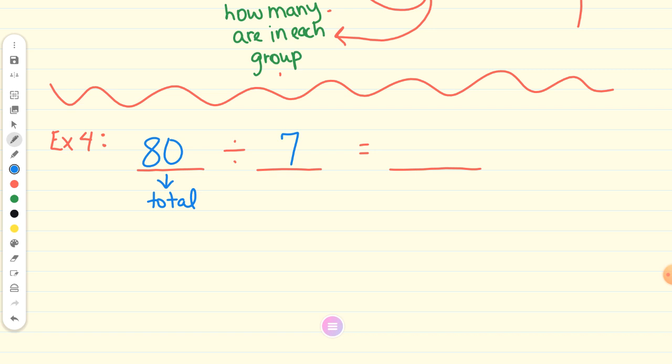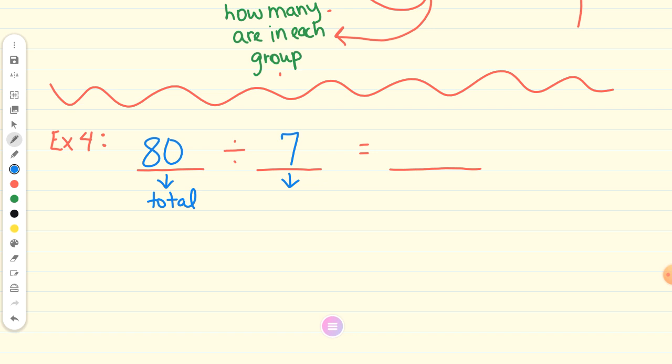How many sheets does each student get? So we're going to have to label these parts. This one, we said, is either the number of groups or the amount in each group. Which one is it for this one? If he's taking 80 sheets and dividing it equally among 7 students.